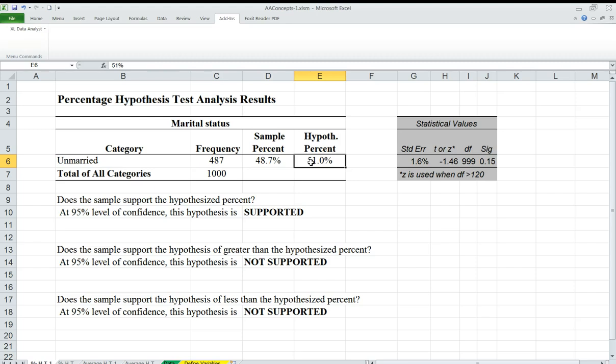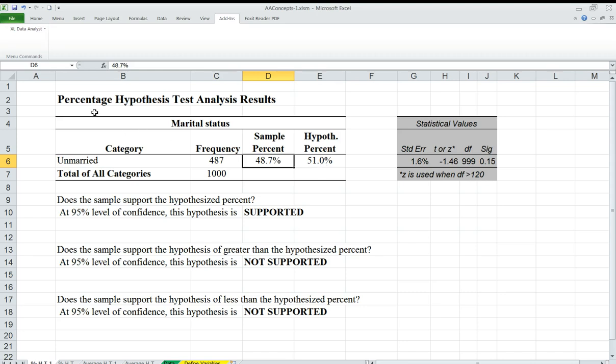Well, how is this possible? Don't forget that 48.7 is the proportion based on a sample. But when we compare it at the population level, because the hypothesis tests are for the population level, we have a confidence interval. We don't just have one number. That's why it is possible for 48.7 to not be statistically different from 51%.